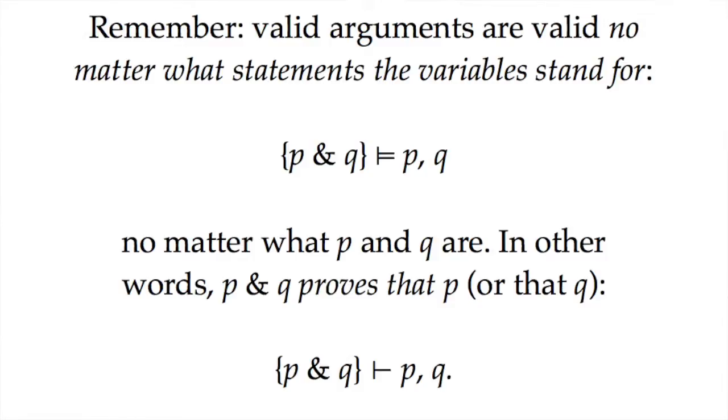But instead of using the double turnstile, the symbol that means entails, I've used a single turnstile, all right? It looks like a sideways T, and that symbol just means proves. All right, so your premise, P and Q, proves the conclusion, P. It proves it because this argument is valid no matter what the statement variables are.